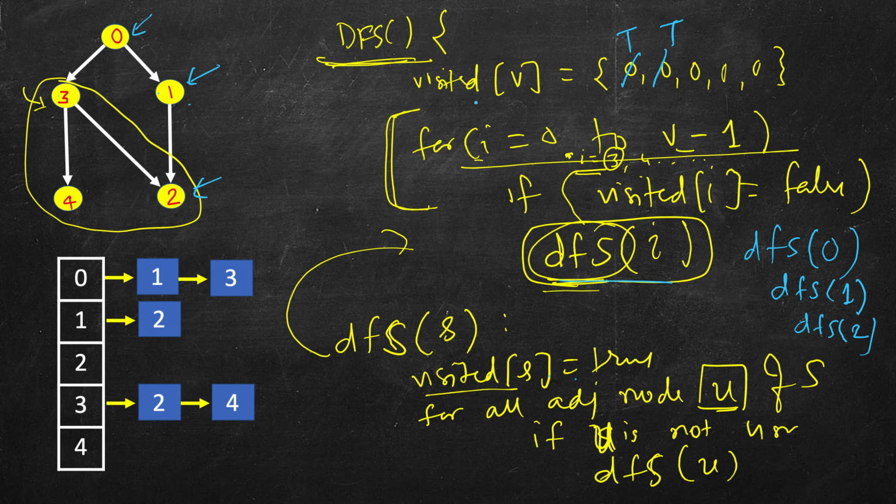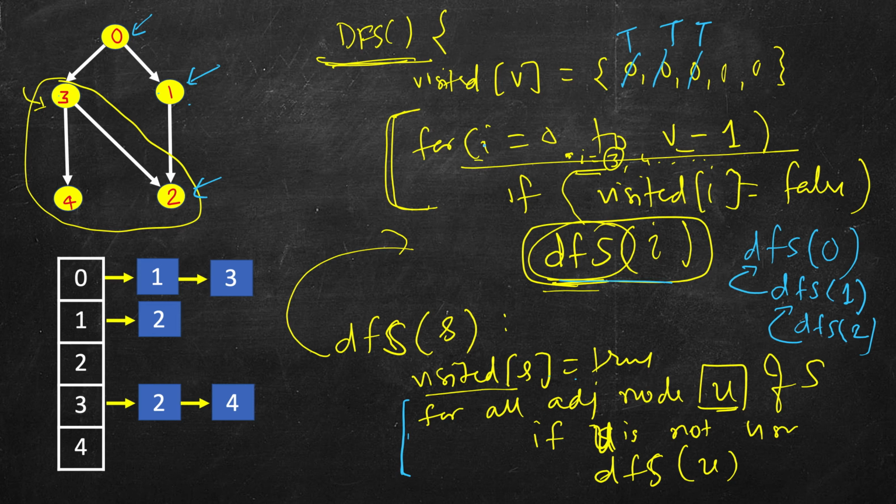So it comes here, marks 2 as visited. Then it looks for adjacent neighbors of 2. So this loop will not execute since there are no neighbors of 2. So it will return back to DFS 1. So again DFS 1 has just one neighbor. So that loop has ended for 1. So it will again return back to 0.